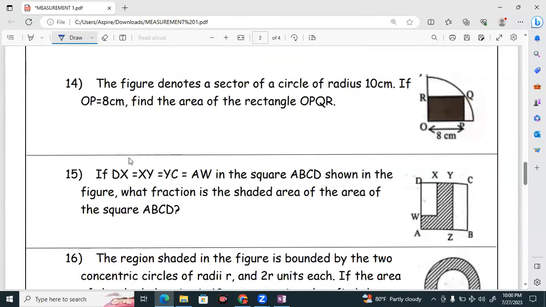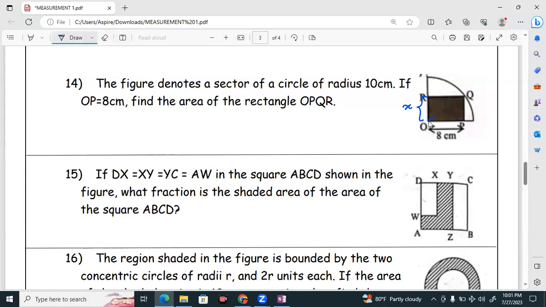The figure denotes a sector of a circle of radius 10 centimeters. If OP is equal to 8 centimeters, find the area of rectangle OPQR. To find the area of OPQR, we know the length, but we don't know what OR is. That means the breadth we don't know. If I take it as x, you can identify here they form a right angle triangle.